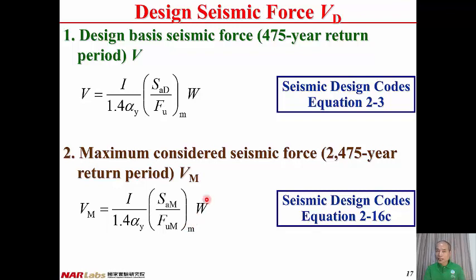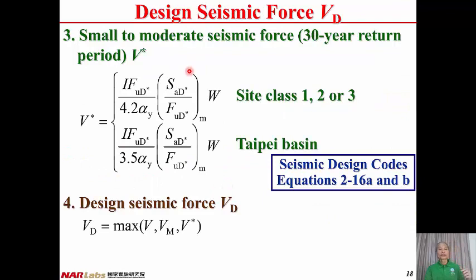And in these two steps, we have design basis seismic force and maximum considered seismic force. And then we move to step 3. According to seismic design code equations 2-16A and B, then we can have small to moderate seismic force corresponding to 30-year return period, V star. And here's the equation for the computation of small to moderate seismic force as site class 1, 2, or 3. And here's the equation for Taipei Basin.